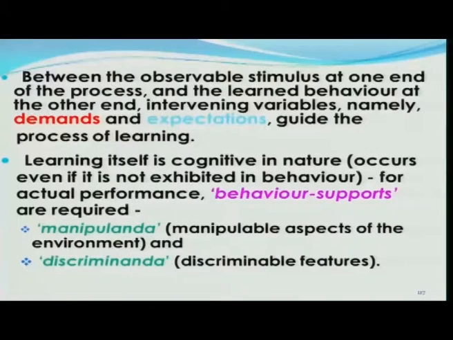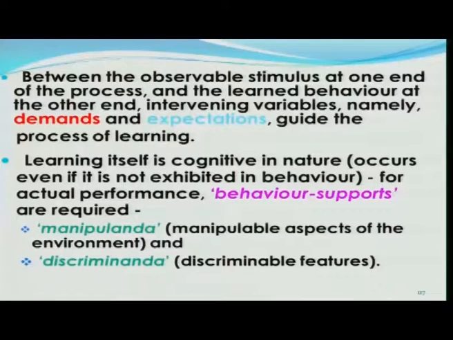For actual performance, however, something called behavior supports are required. Tolman, fond as he was of using fancy terminology, used these two terms that have made him famous: manipulanda, which referred to the manipulable aspects of the environment, and discriminanda, which refers to discriminable features of the environment. So, for example, in a maze, manipulanda would refer to those aspects of a maze that the rat could run through. One could see how the rat navigates its path, but beyond that, an animal such as the rat is probably not capable of changing much in the environment, except, for example, to climb over some of the walls that were presented in these mazes.